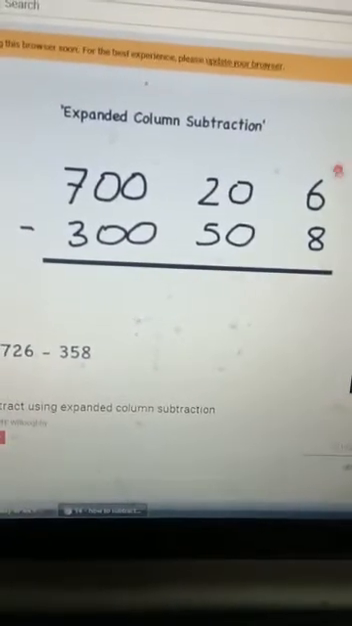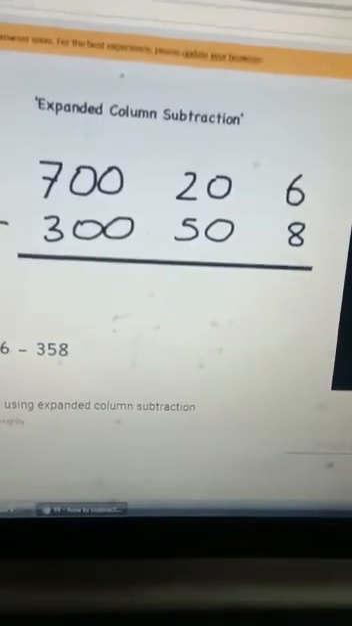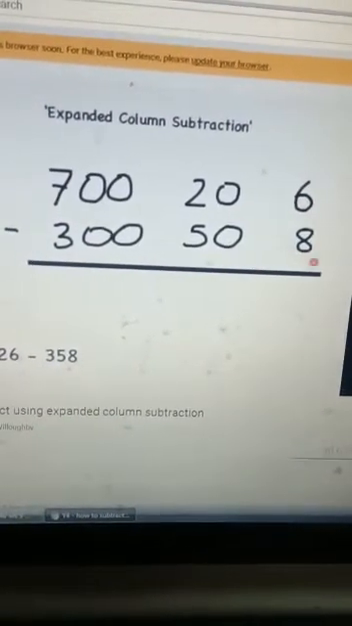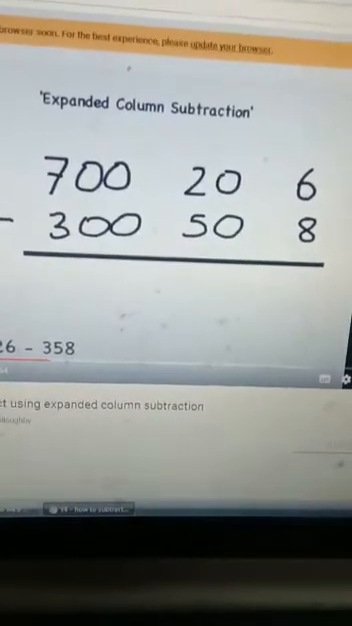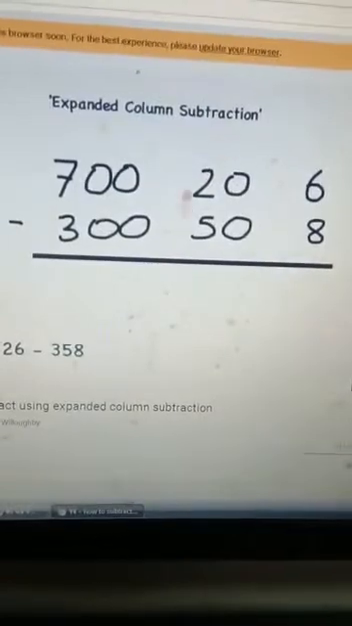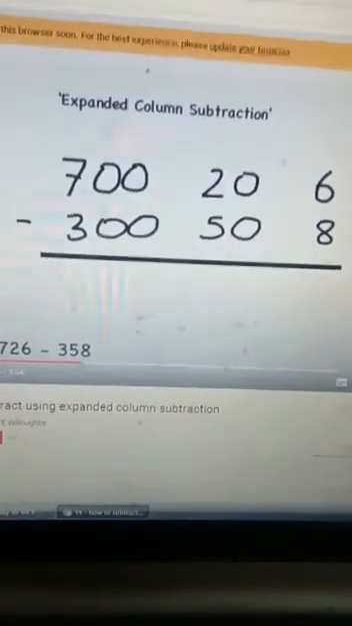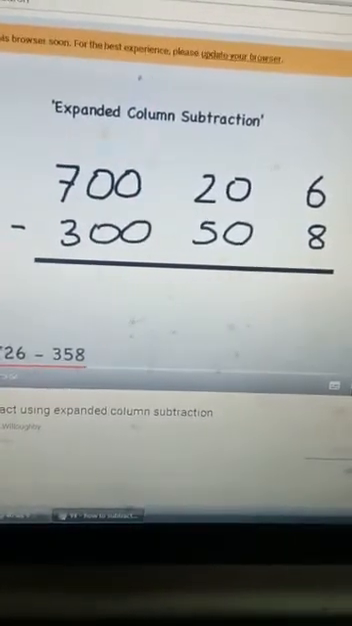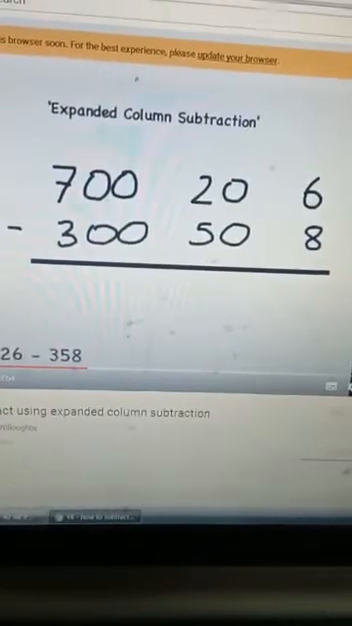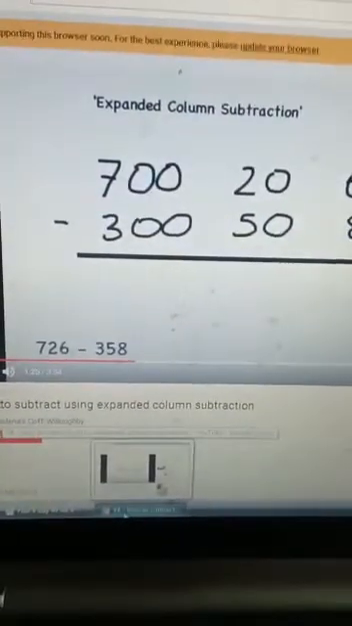Firstly, I'm going to look at the units. If I look at this, I can see I'm being asked to do 6 subtract 8. Obviously, I can't do this, so I'm going to have to look at the next column, the tens column, and partition the 20 into 2 smaller numbers that I can use to help me. Because it's in the tens column, it's easiest if I partition the 20. Okay, so you can follow that and see what the answer is.